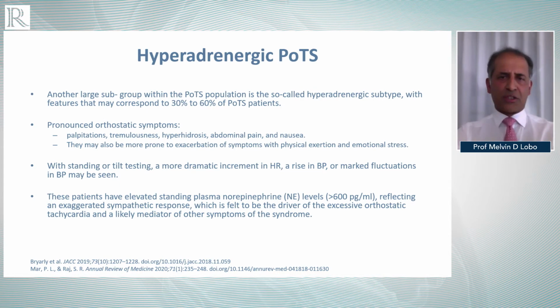And then the third large phenotype group is those with hyperadrenergic POTS, which is thought to be, again, a variable range, up to 60% of POTS patients, who have pronounced symptoms with orthostasis that suggest catecholamine excess, such as palpitations and tremulousness. In this group, you don't want to miss pheochromocytoma, so you should assay the catecholamines in these patients. They seem to be worse during periods of physical exertion, and any emotional stress can trigger their symptoms as well.